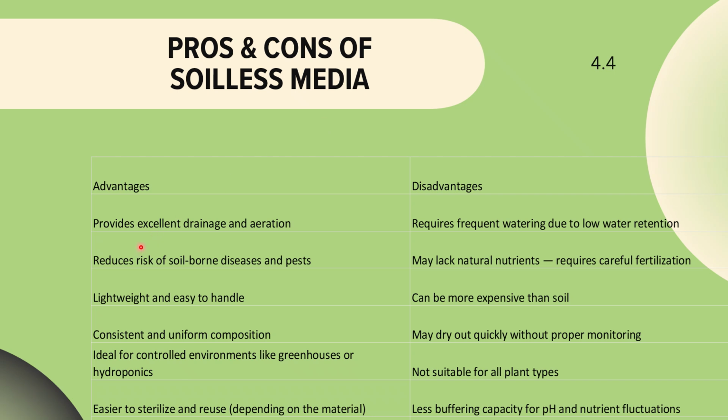The pros: it provides excellent drainage and aeration for that plant. It helps to reduce the risk of soilborne diseases and pests. It's lightweight and easy to handle. It's consistent and uniform in composition. It's ideal for controlled environments like greenhouses and hydroponic systems. And last but not least, it's easy to sterilize and reuse, depending on the type of material that you're using.